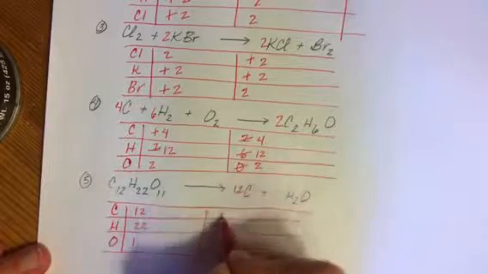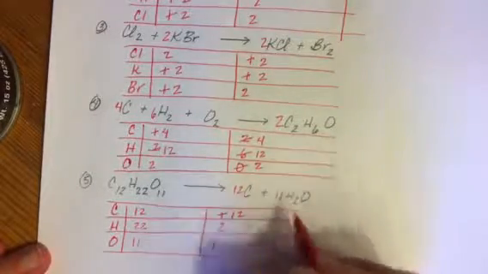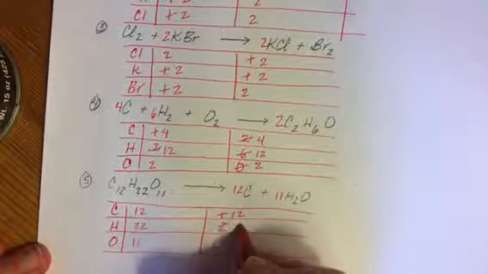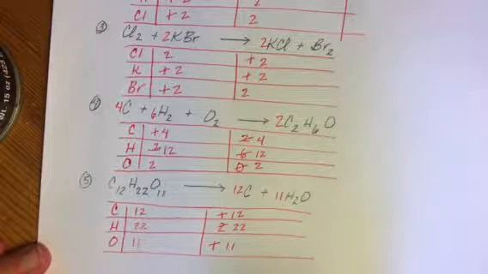Put a 12 here. This makes this 12. And then all we need to do is simply put an 11 here. That makes this 22 and this 11. So hopefully you got yours right. And then you can use this example in order to do your homework.